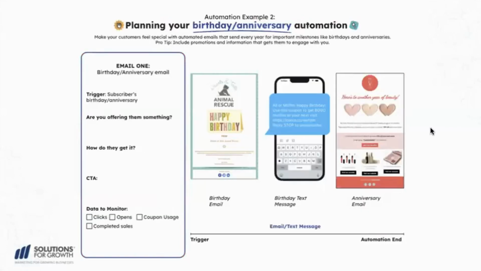Let's move on to the birthday or anniversary automation. So here there are three examples. One is a birthday email from a nonprofit animal rescue. It just simply says happy birthday. The second one is a text message, and within Constant Contact, there's an opportunity to manage text messages, and you can have the birthday message go out either as an email or SMS or both. And the one on the right is an anniversary email for someone who purchased some cosmetics, and it's time to renew that.